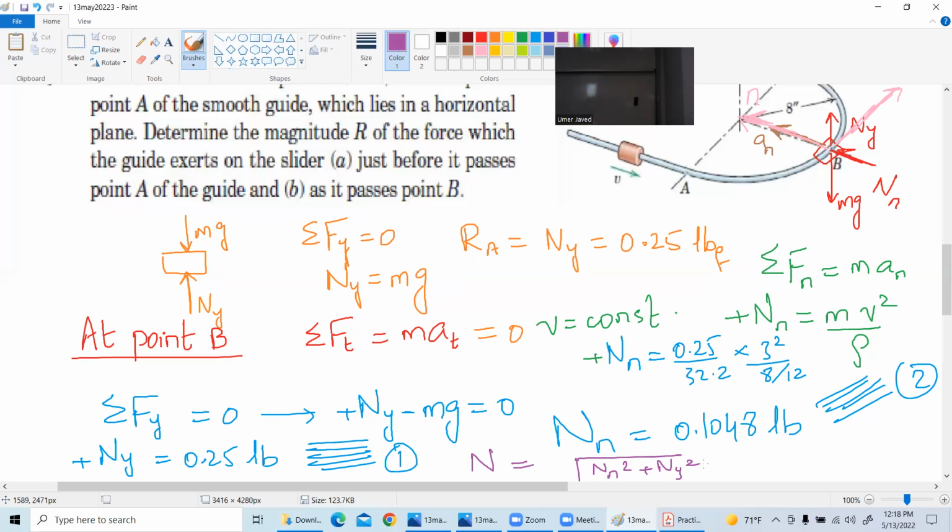We said that total force at the n axis equals m times an. So, for example, if we have another force in the normal axis, like FB, the equation would be N minus FB equals mv squared divided by r, right? So an is always equal to v squared divided by r.